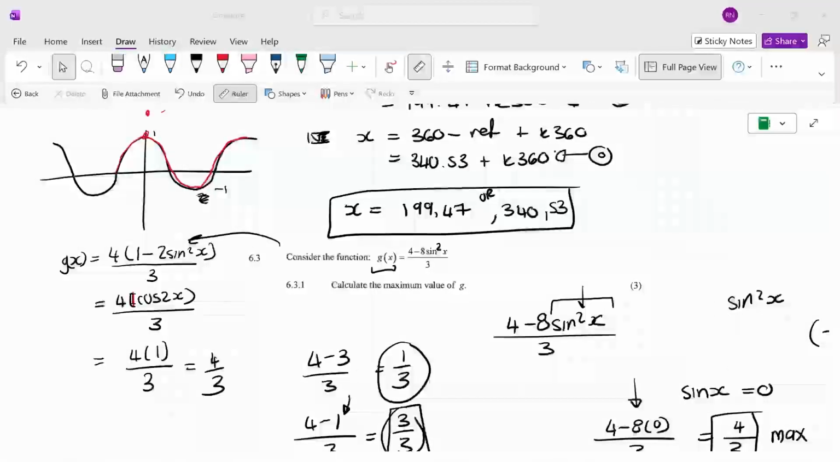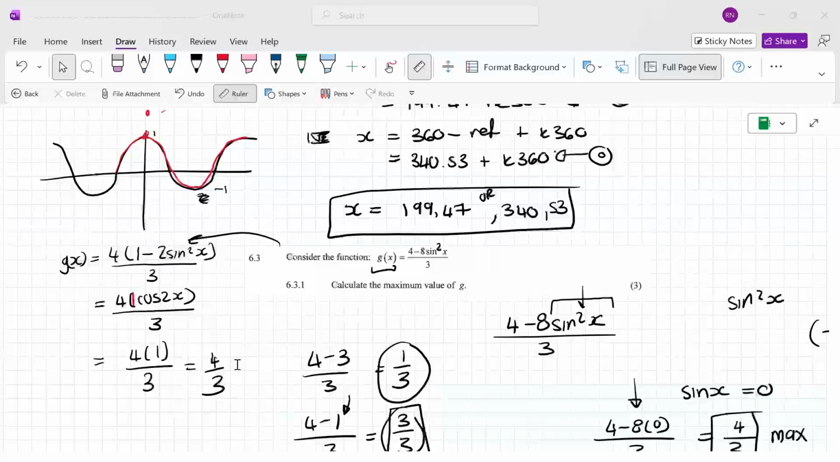This 2 in our cos x just makes the period shorter. So our amplitude is still 1. So the maximum it can be is still 1. So the maximum this cos 2x can be is 1. And so the maximum the whole thing can be is 4/3. Okay, so that was just for the maximum one.